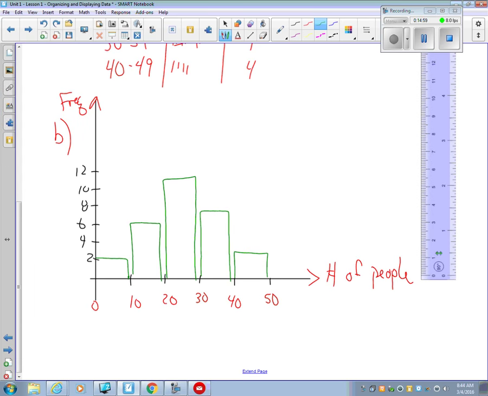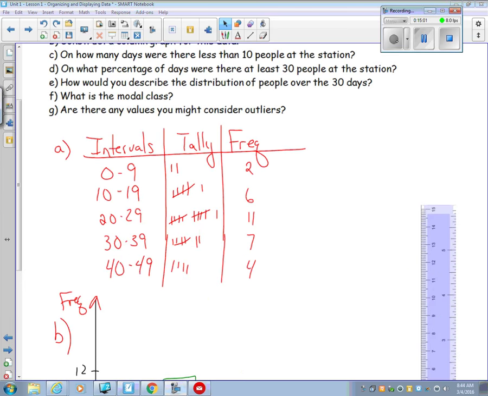Okay, and there's our intervals. We can then answer our questions fairly quickly. On how many days were there less than 10 people? Well, there was 2 of those. On what percentage of days were there at least 30 people? That would be 11 out of our total. We could add up our frequencies there. So 8, 19, 26, 30. So 11 out of 30 and turn that into a percentage.